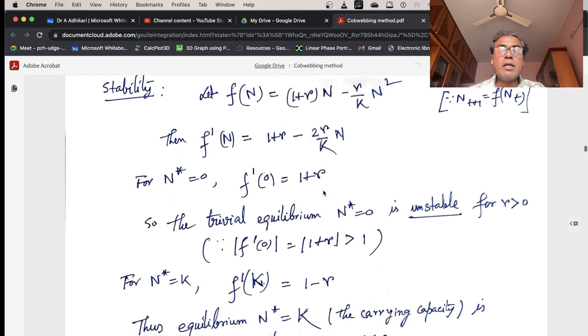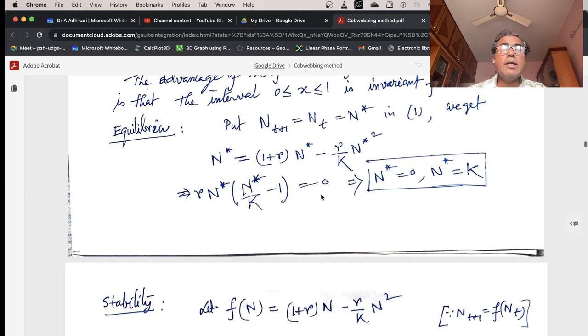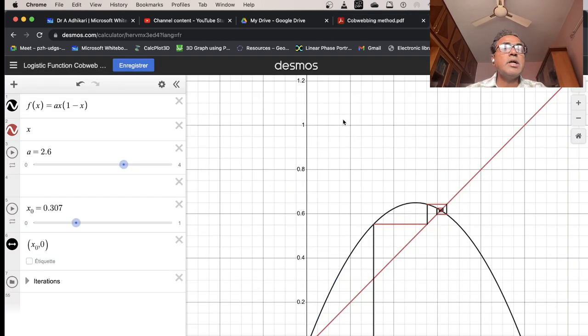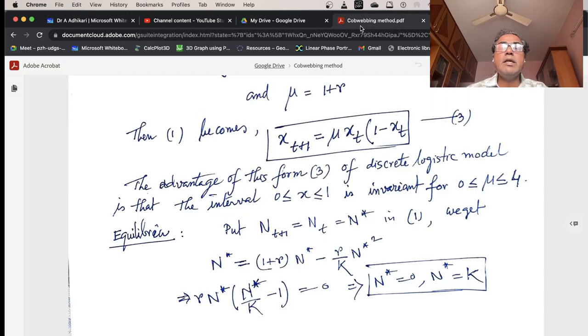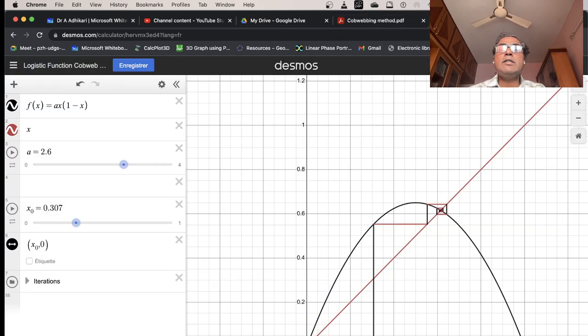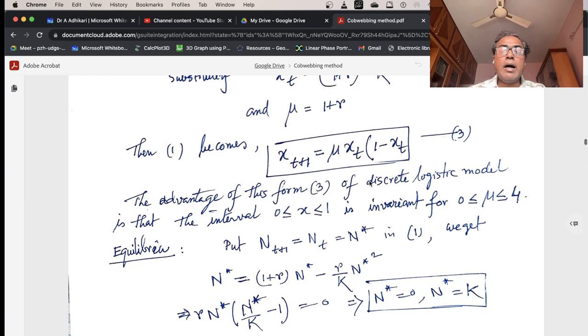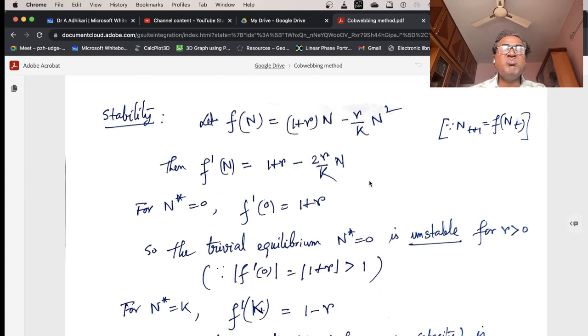So here this standard equation, the logistic equation for equilibria, is x t plus 1 equal to mu x t times 1 minus x t. So we graph f of x equal to mu x times 1 minus x. Here a is the parameter. So when r is greater than 0, that is a greater than 0, x star equal to 0 is unstable.